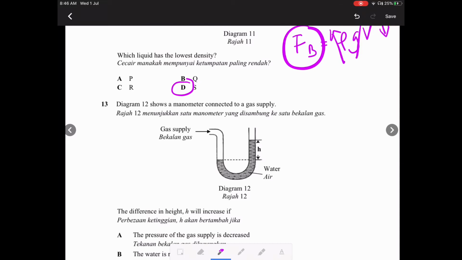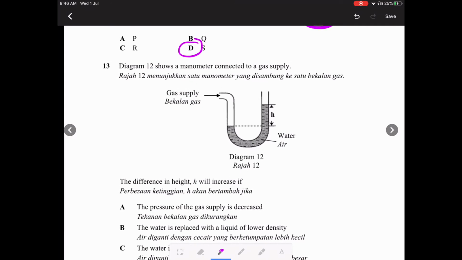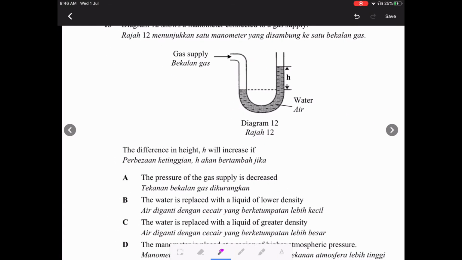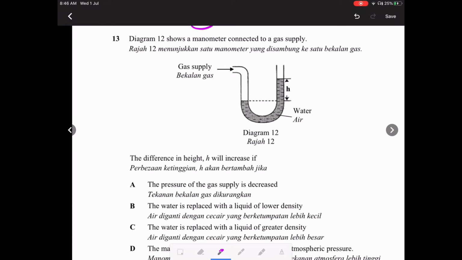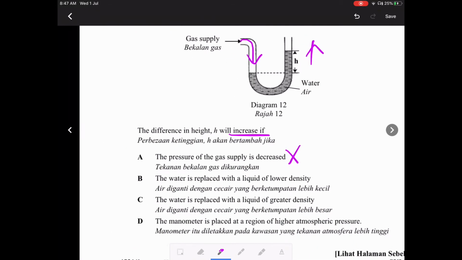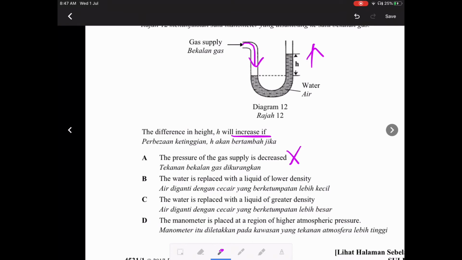Okay, the difference of height will increase if, okay, kenapa H ini akan bertambah kalau gas supply ni, sebab gas supply dia tekan masuk dalam ni, dia akan ada berat, so berat dia akan menekan pada permukaan air, so permukaan air akan tertolak naik ke atas. Okay, kalau gas supply tu pressure dia besar, jadi dia kata H will increase. Okay, H will increase. Maknanya the pressure of gas supply decrease, salah ya. The water is replaced by liquid with low density. Okay, kita tengok jawapan lain.